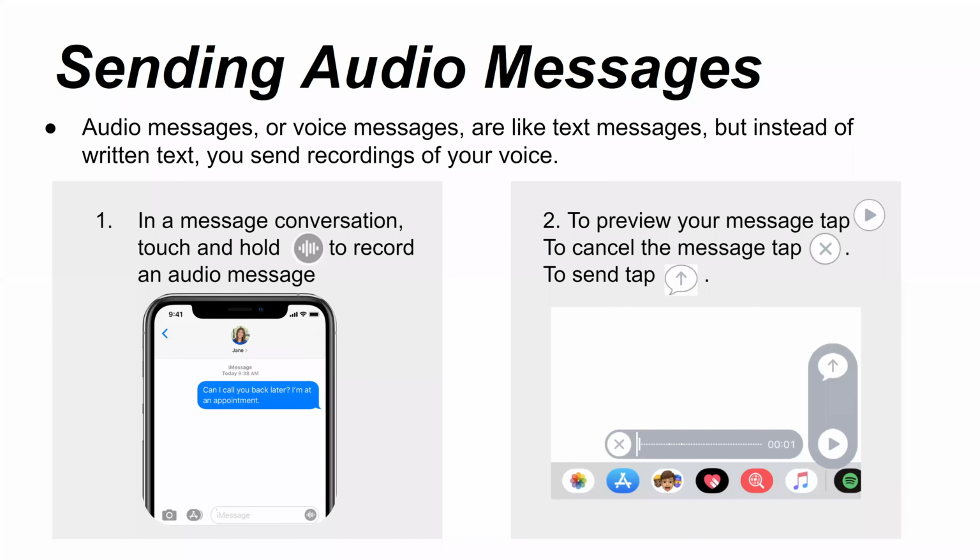Another useful feature of iMessage is audio messages. These can be used to send voice messages, which are like text messages, but instead of written text, you send recordings of your voice. To engage in this, in a message conversation, touch and hold the audio wave button beside the text box to record an audio message. Then, once you've recorded, press the same button again to stop the recording, and to preview your message, you can tap play. To cancel your message, tap the X, and to send, tap the upwards arrow.